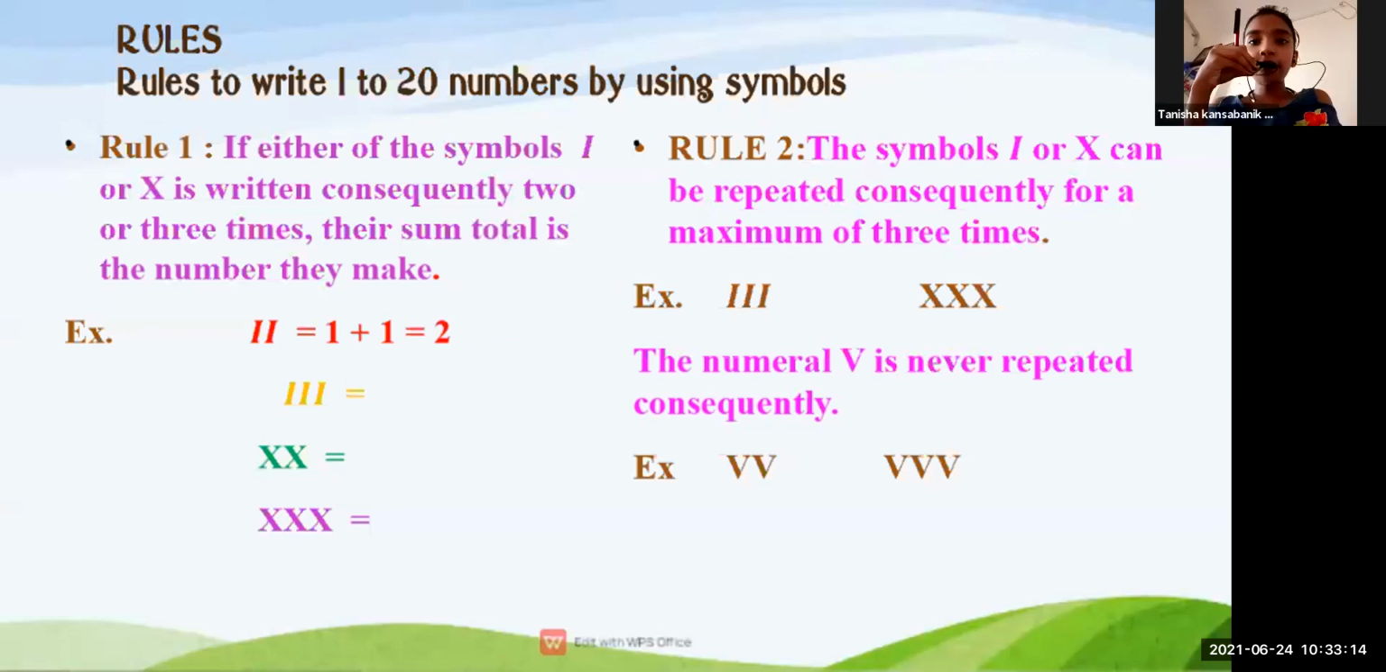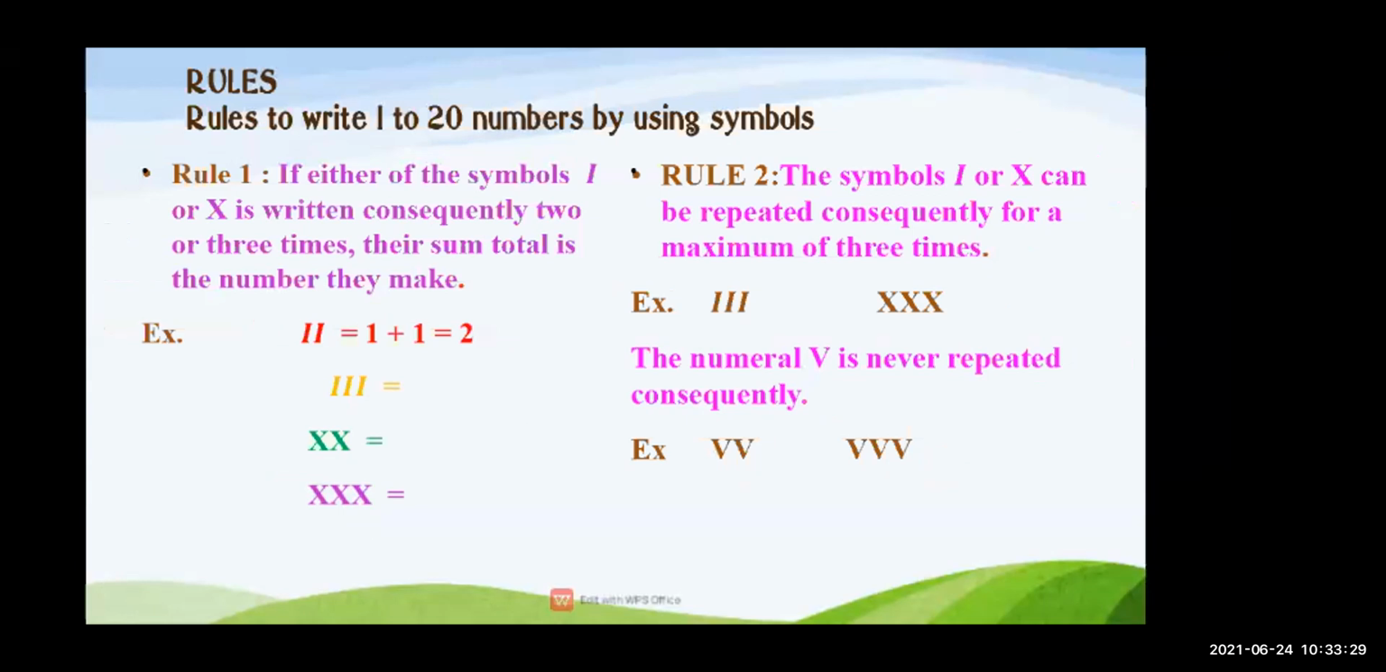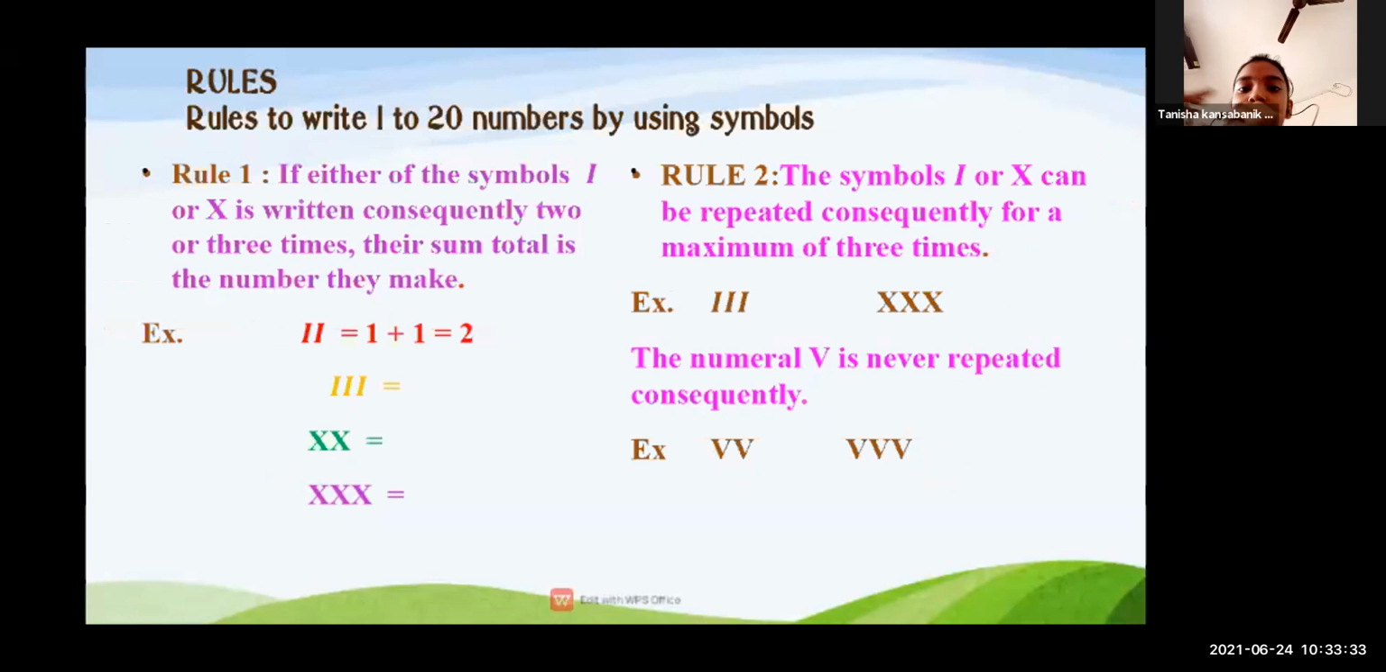Rule 1. If either of the symbols I or X is written consecutively 2 or 3 times, their sum total is the number they make. Very good. Now mute yourself, beta. Okay. Thank you, teacher.